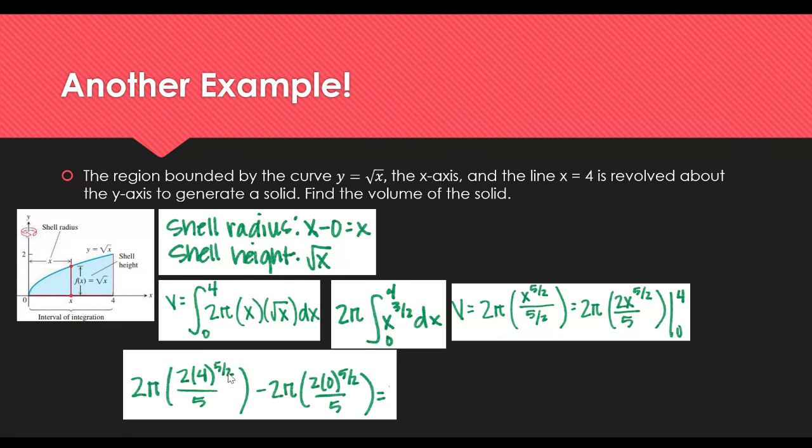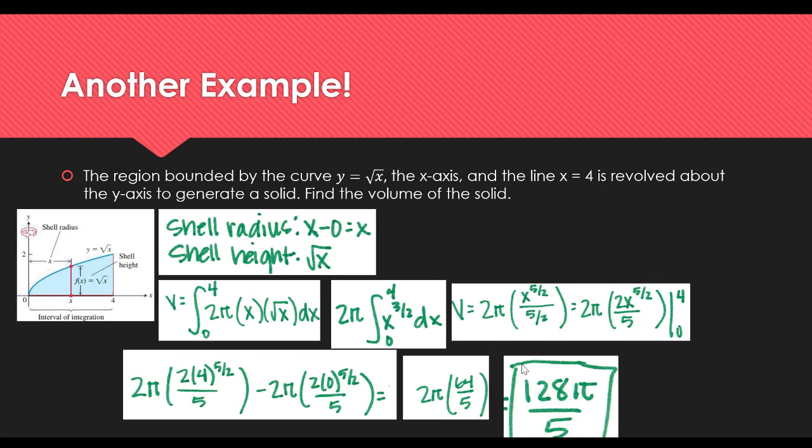So 4 to the 5/2. Well, the square root of 4 is 2. 2 to the 5th is 32. Times 2 is 64 over 5. And that whole thing's just 0. So 2 pi times 64 over 5 is 128 pi over 5. So the volume of that guy, when I rotate it around, is going to be 128 pi over 5.